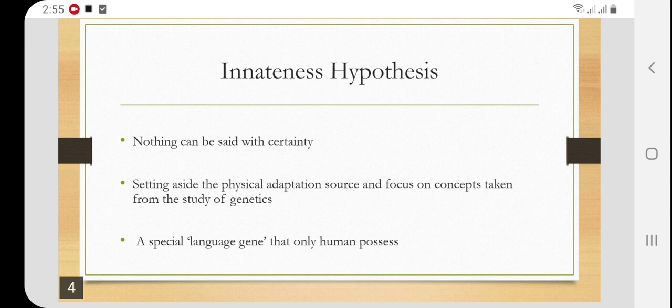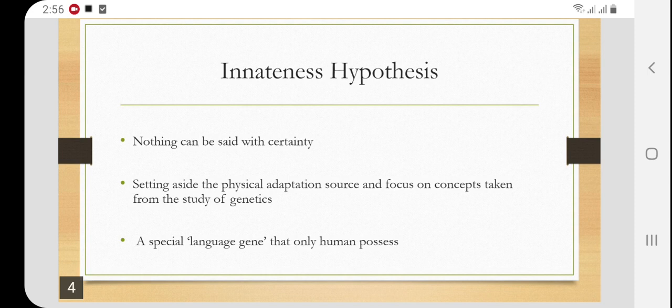Setting aside the physical adaptation source, we focus on concepts taken from the study of genetics. The physical adaptation source is that we have physical features to speak language. Apart from that, if we set it aside, we come to the concepts taken from the study of genetics. Mostly it is believed that this genetic source is actually the origin of language, that humans have the capacity to speak words.